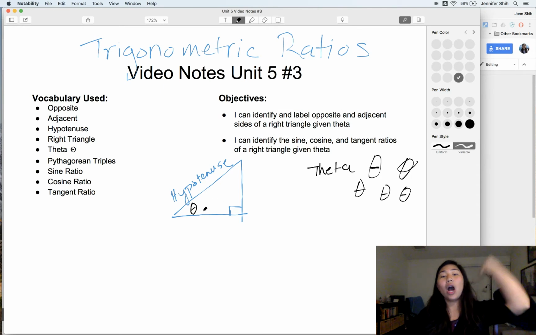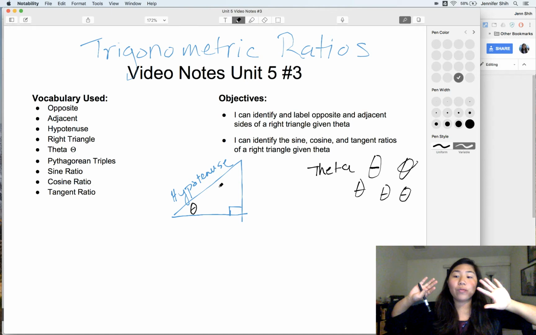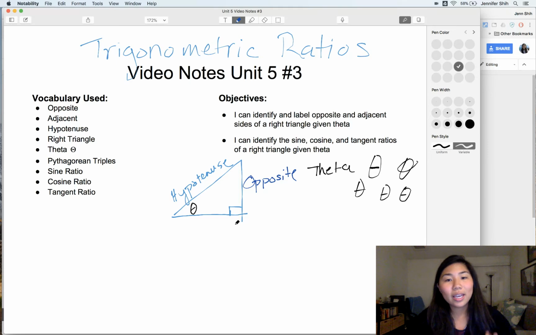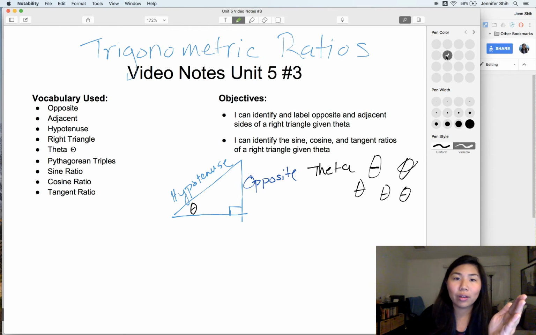So across from theta, I mean opposite of theta. If you were on the opposite sides of the room of someone, you would be farthest away from them. So opposite theta is going to be this opposite side. Opposite. So the name of this leg is opposite because it's opposite theta. Remember, all these words are related to theta. And then you also have the adjacent side, which is next to theta. It's also the last side of the triangle. It's not the opposite one. It's not the hypotenuse. It's the adjacent.